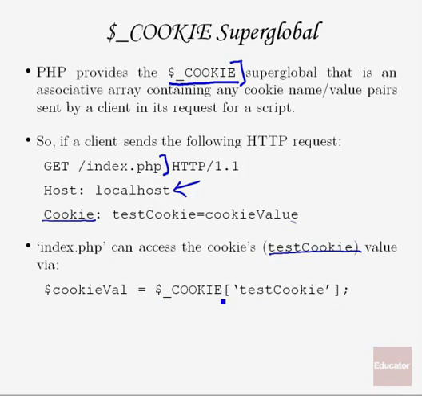Basically, the cookie superglobal is an associative array that contains the names of all of the cookies that were sent to a particular script by the client. In this case, we have one cookie, test cookie, and then the value of it is the value of this cookie. So actually, the cookie value here is going to be equal to the string cookie value.